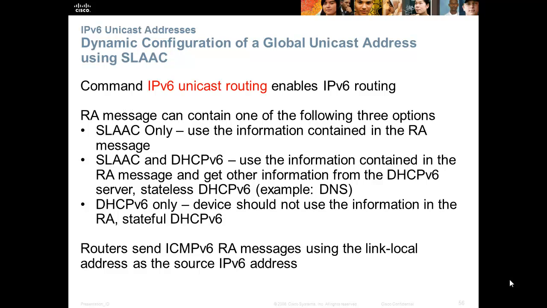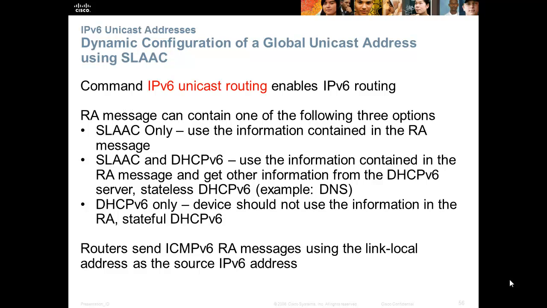These router advertisement messages can contain one of the following 3 options. Essentially what happens is if a node needs an IP address, it sends out a router solicitation message. The router responds to the router solicitation message with a router advertisement message, and that advertisement will say that the host is supposed to use SLAAC only and use the information contained in the RA message to come up with its prefix length and IP address. Option 2 is to use a combination of SLAAC and DHCP version 6, or option 3 is to just use DHCP version 6 only.